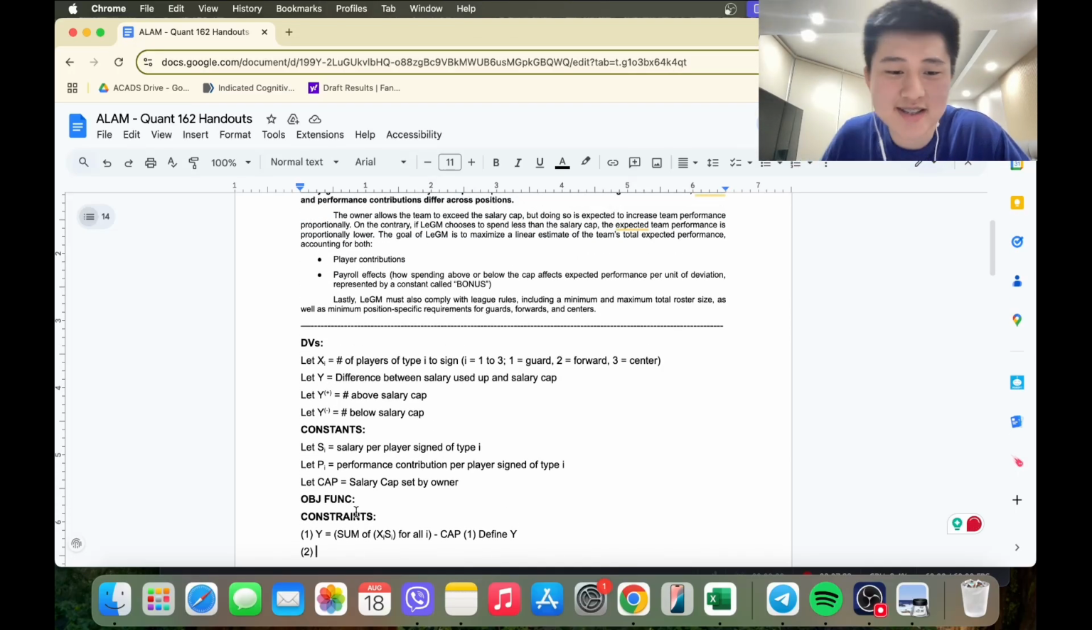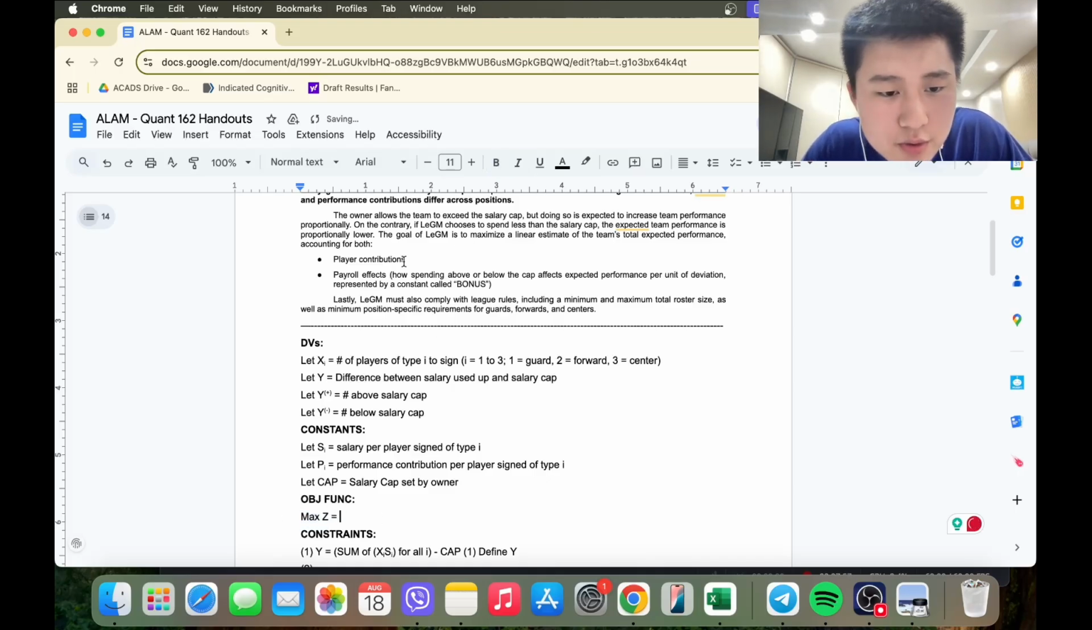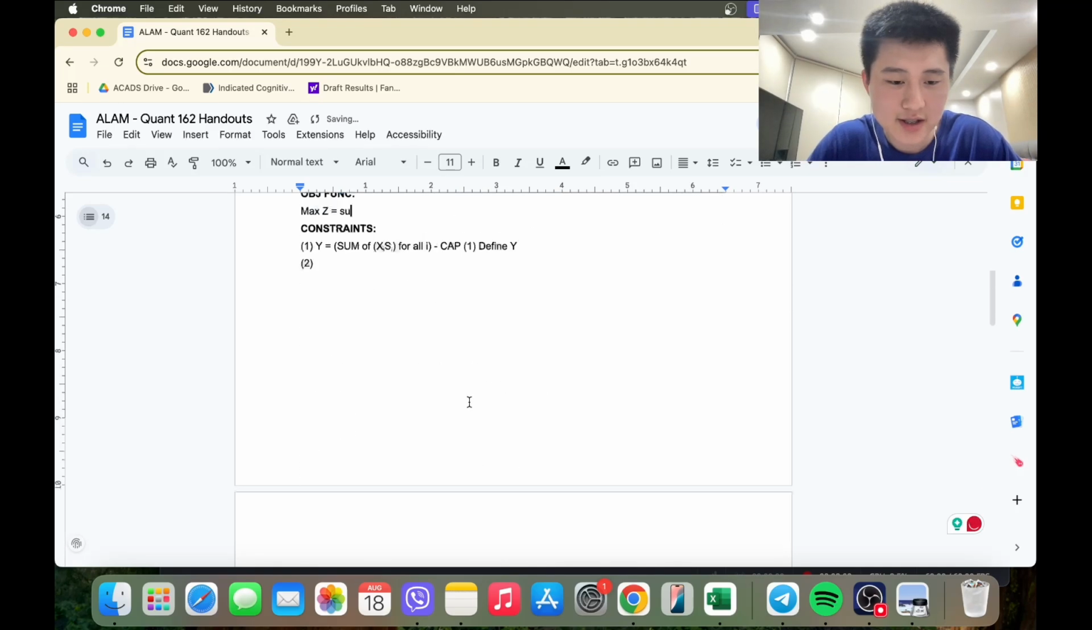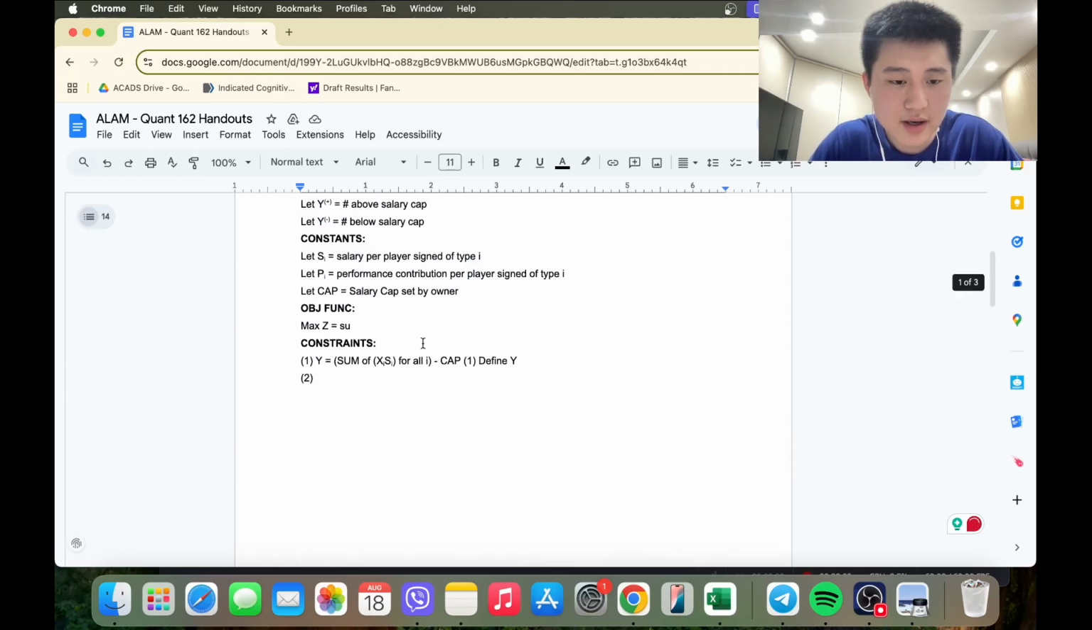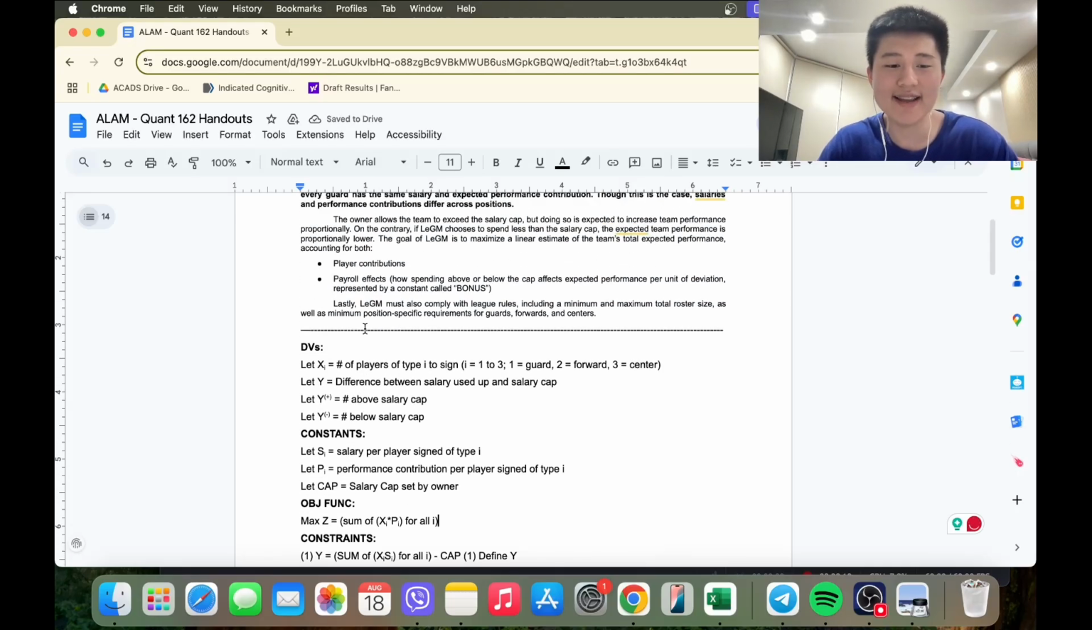Now what we do is essentially we continue on with the problem. So we already have this. So the goal is to maximize the linear estimate of the team's total expected performance, accounting for both. So that's our z, essentially. It's equal to player contributions, which is this one. It's the sum of xi times pi.